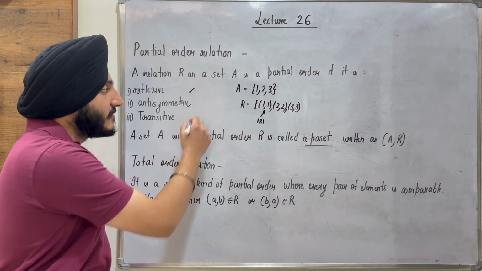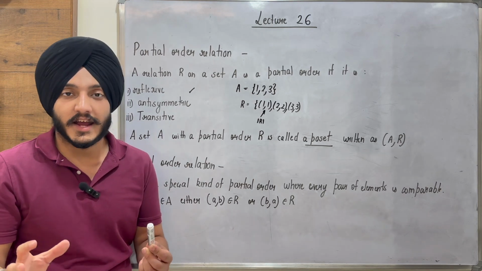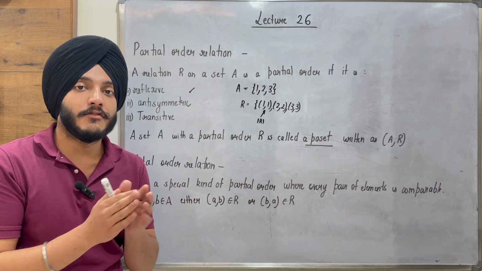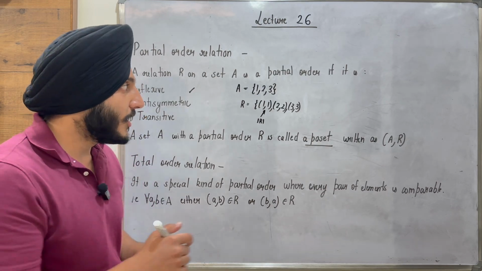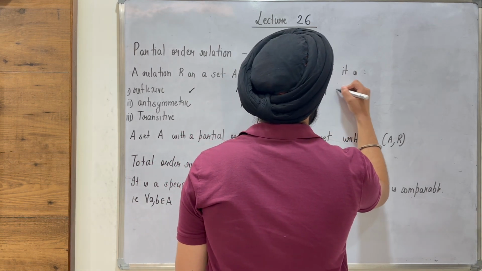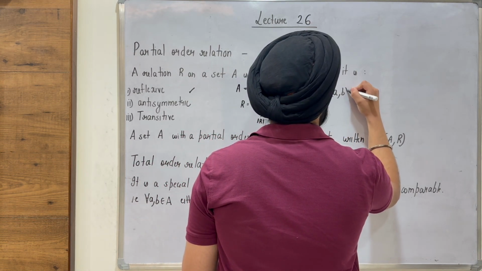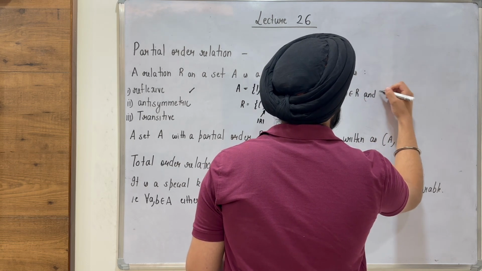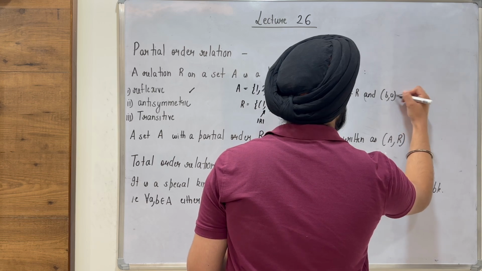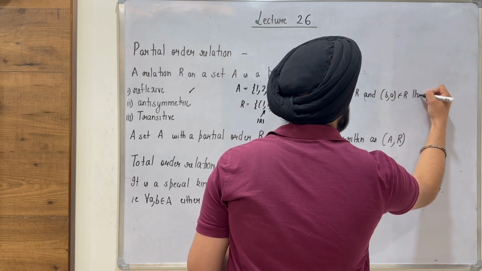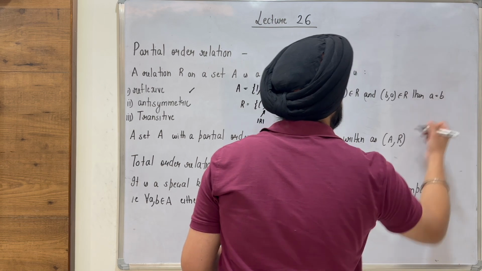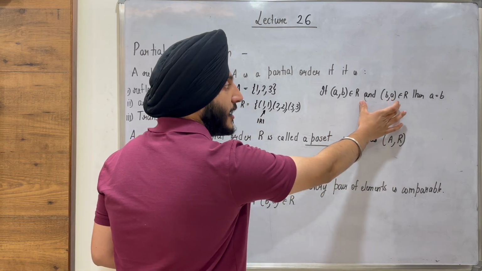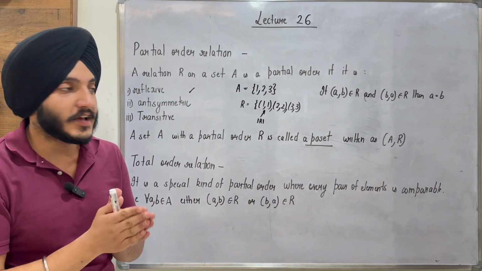Second is that it should be antisymmetric. I'll try to give a basic explanation of what antisymmetric is. The basic point is you should remember the definition. If (a, b) is an element of R and (b, a) is an element of R, then a is equal to b. Now you always have to check for this one single condition when you're checking whether a relation is antisymmetric or not.